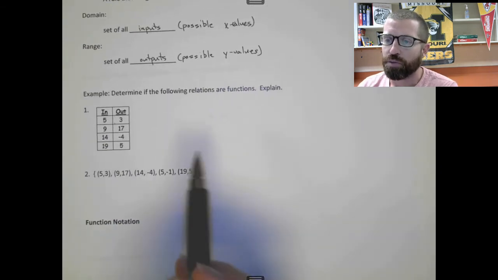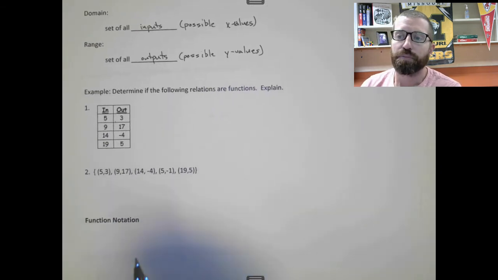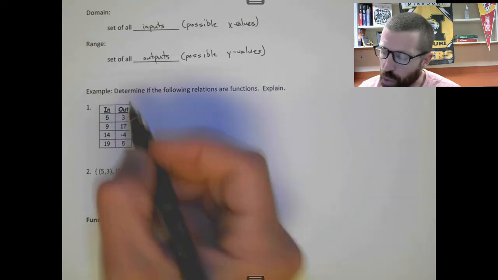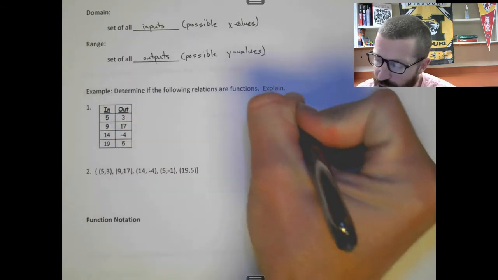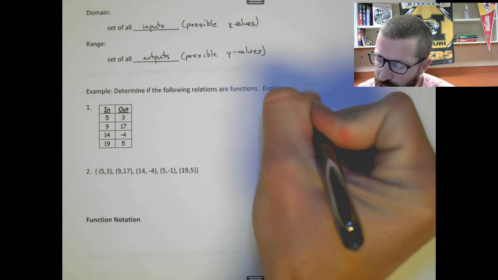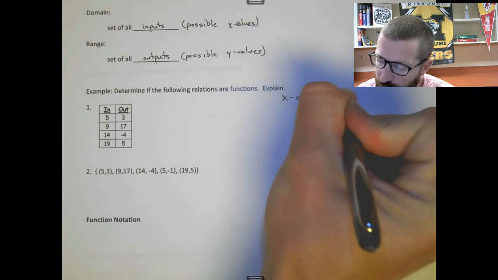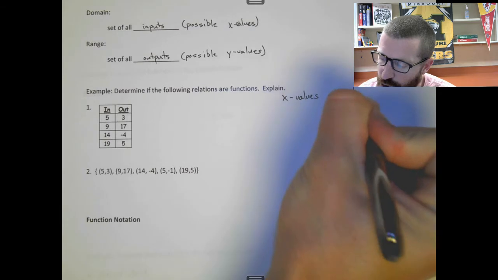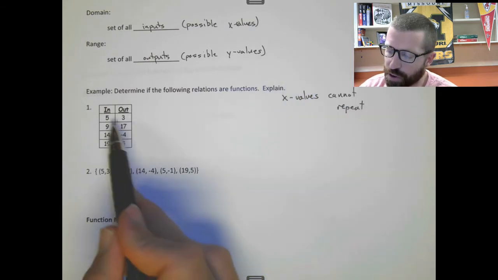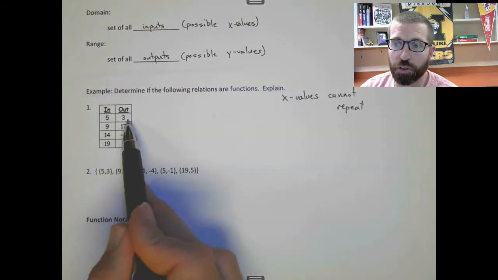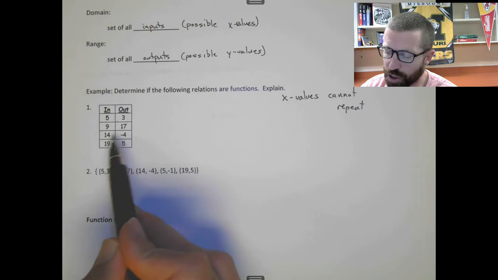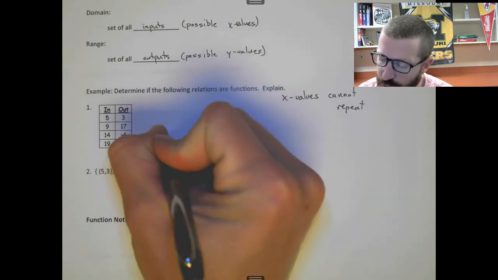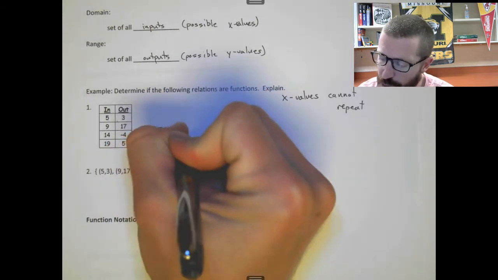So if a relation is a function, that means every input has exactly one output. Or another way of looking for that is the x values cannot repeat. So this is a function because every time I put in 5, I get 3. There's no other option. Every time 9, 17, 14, -4, 19, 5. So this is a function. The x values do not repeat.